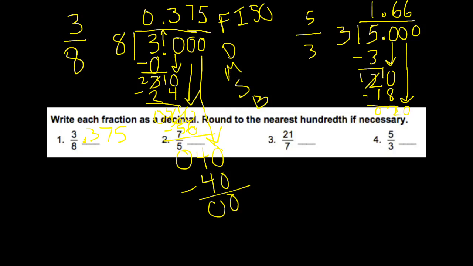So I'll write my answer down here. 1.6, and you can put the line over top, which means that it continues on, or you can do 1 and 2/3. But since it says to write it as a decimal, we don't want to write it as 1 and 2/3. Put an X through that. We want to write it as 1 and 6/10 repeating. And that is my answer.